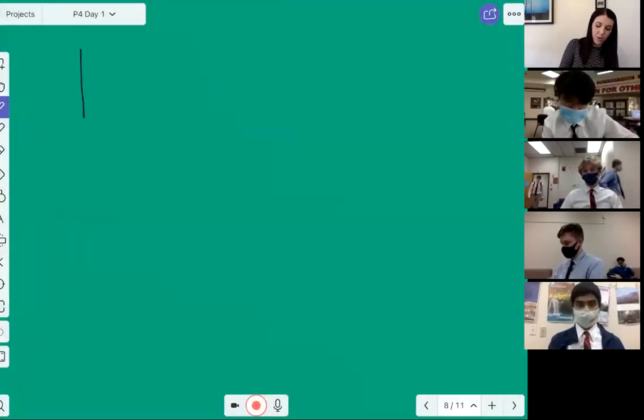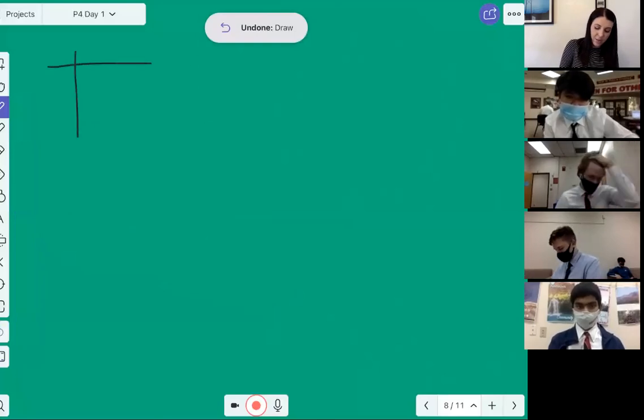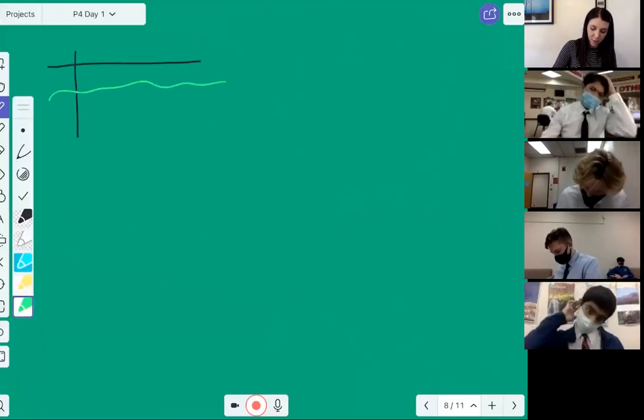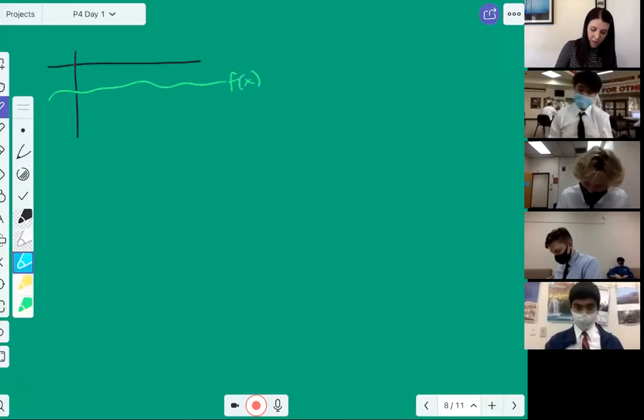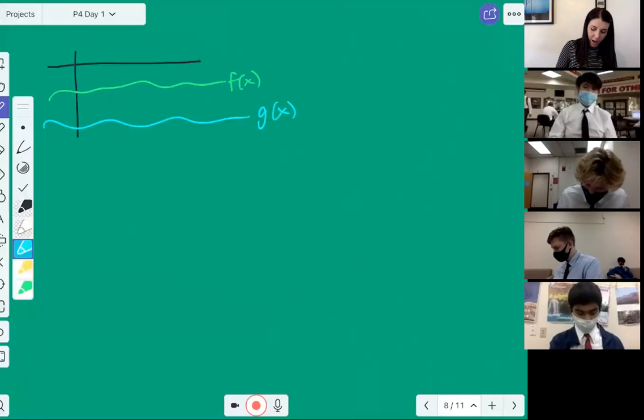I want to give some additional examples. Some guys get confused. We did one where everything was above the x-axis. What happens if it's below the x-axis? So let's say I have my f of x squiggle here. I'll call it f of x. And I've got my g of x squiggle here. And then we've got our a and our b.